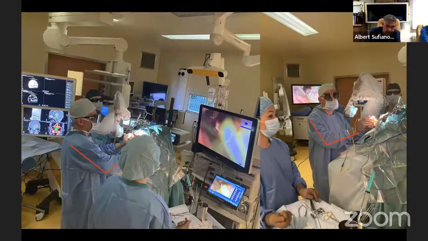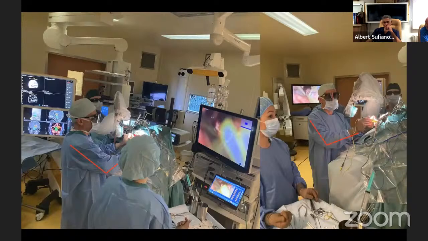With the exoscope, see, the camera is here. It's like the microscope is here and you can move it very easily. And you can go closer to the patient and to the surgical field. You can use short instruments, completely different.